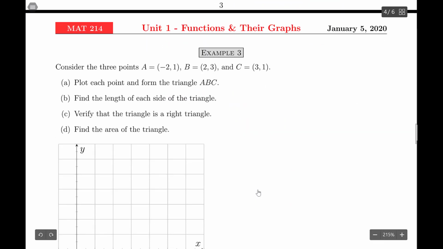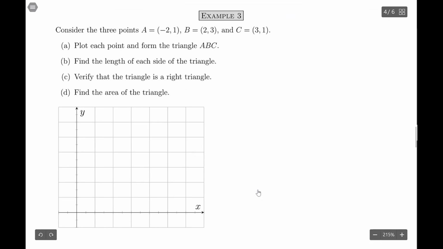Example 3, we're looking again at the distance formula a little bit more. We have 3 points, A, B, and C. We want to plot each point to form a triangle called ABC, find the length of each side, verify that it's a right triangle, and then find the area of the triangle. So let's start off by plotting our points.